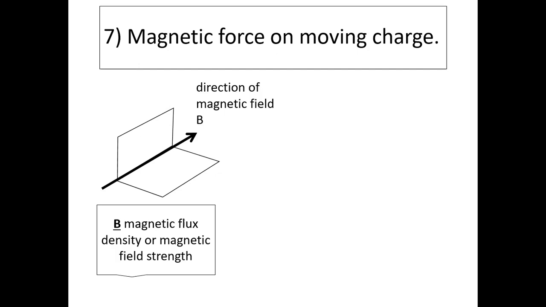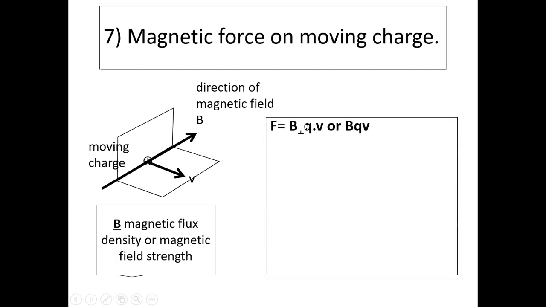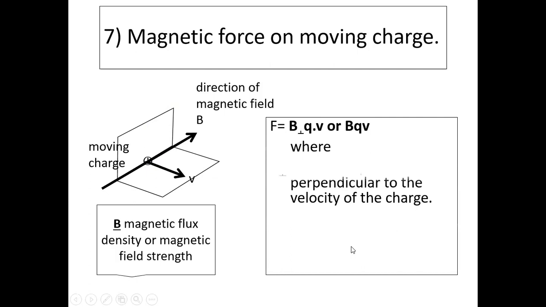Magnetic force on moving charge. Same, there's a positive charge there, the direction of the field going in. Right? Moving charge with a speed, velocity v. So this is always a perpendicular component times q times v. In this case, the perpendicular component is your B. We are looking at the maximum force. These two must be perpendicular, the field and the velocity, where B is the perpendicular component to the velocity. We call it magnetic flux density or magnetic field strength.